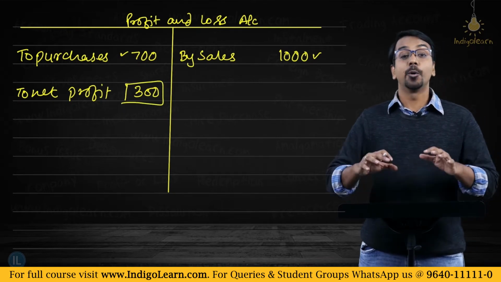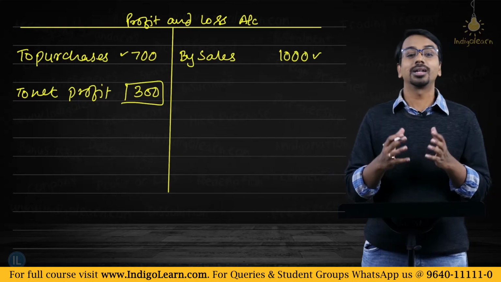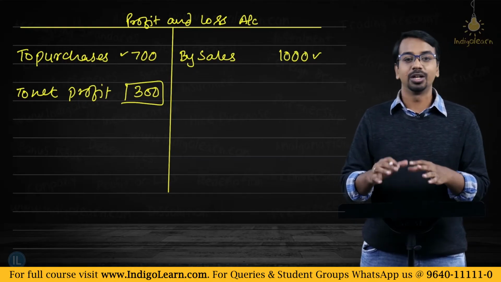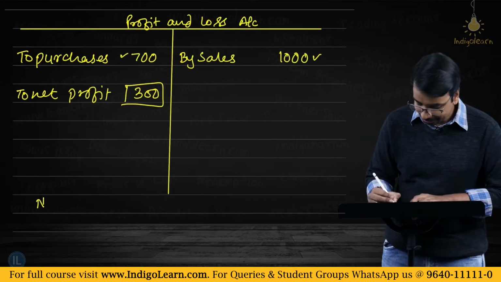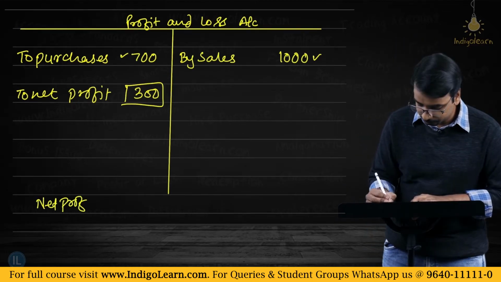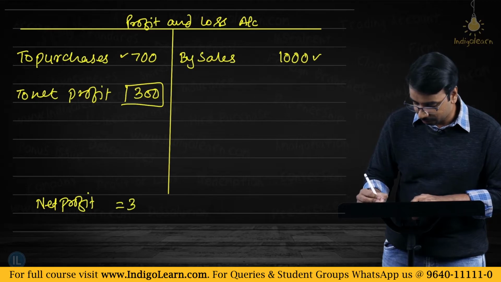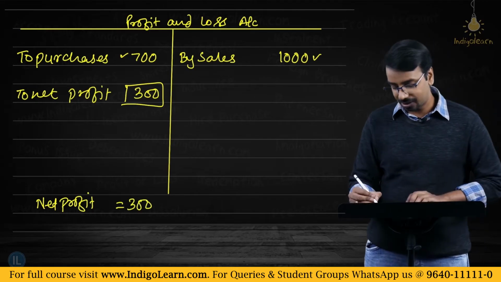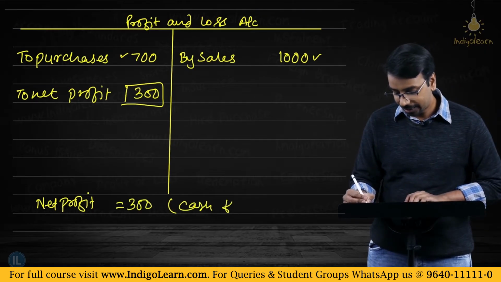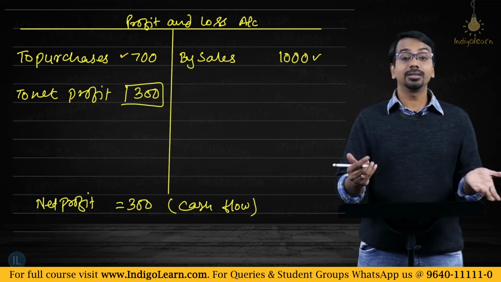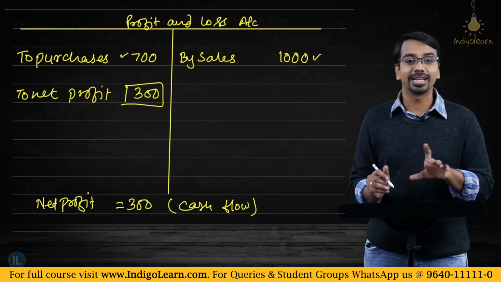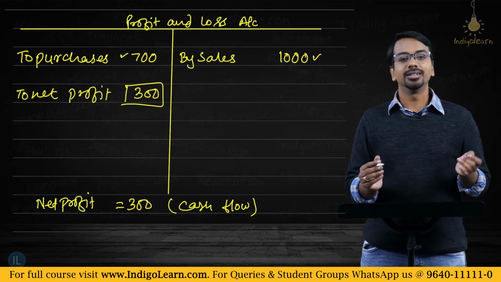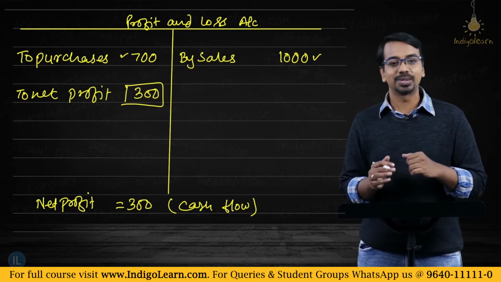Now, in this case, because there are no other adjustments, there are no other transactions, everything is on cash, we said 300 is the cash flow. Can I say that this net profit, which is equal to 300 in our case, itself is the cash flow? Assuming there are no opening stock, closing stock, no other adjustments and everything is happening in cash, right? But generally, does it happen this way? It doesn't happen this way.